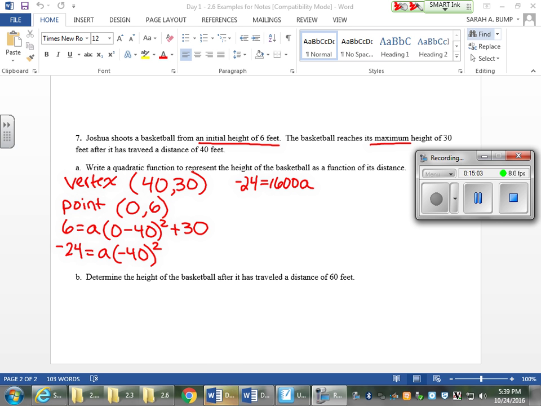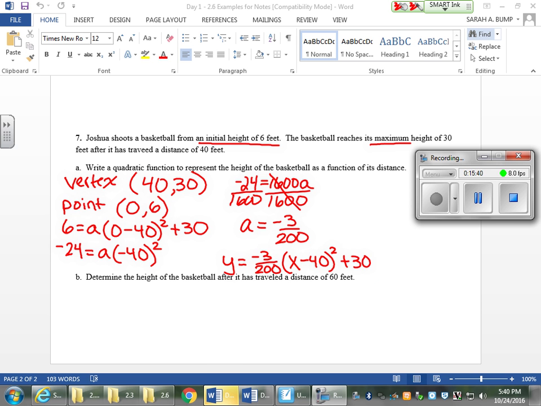And then we're going to divide both sides by 1600 and simplify that fraction. So divide by 1600, divide by 1600. 8 is going to go into both of these, which you could figure out on the calculator or using your head. When you divide 1600 by 8 and negative 24 by 8, you're going to get negative 3 over 200. So our function is y equals negative 3 over 200, x minus 40 squared plus 30.